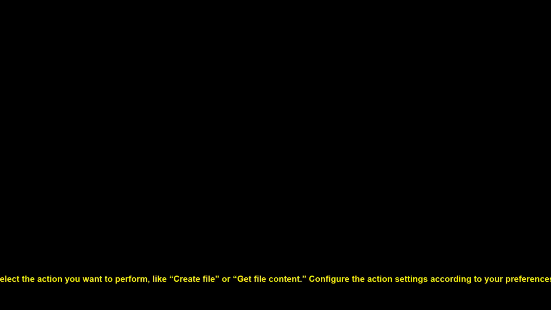Click on the New Step button to proceed. In the Action search bar, type OneDrive to find available OneDrive actions. Select the action you want to perform, like Create File or Get File Content. Configure the action settings according to your preferences. For example, if creating a file, specify the folder path and file name.